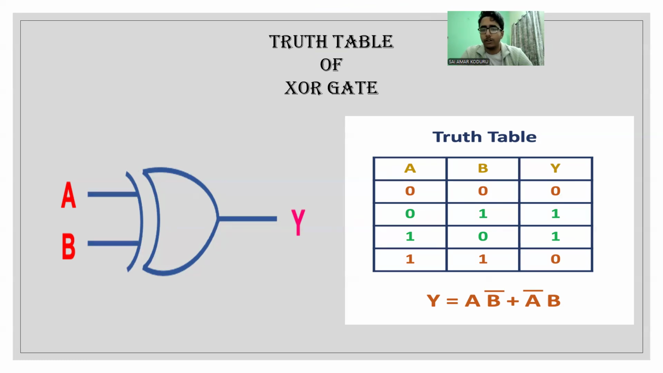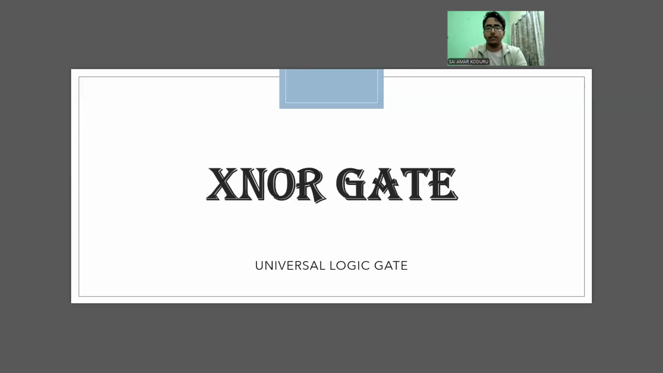The truth table of the XOR gate is: if both the inputs are the same, then the output would be 0. If one input is different from the other, like 0, 1 or 1, 0, then the output will result in 1. That's it for the XOR gate.